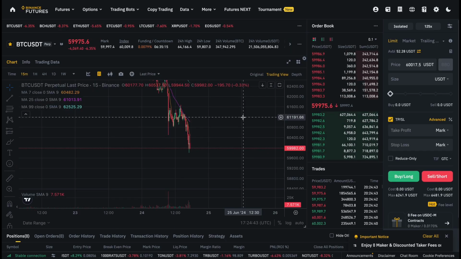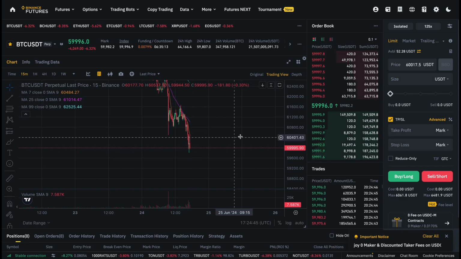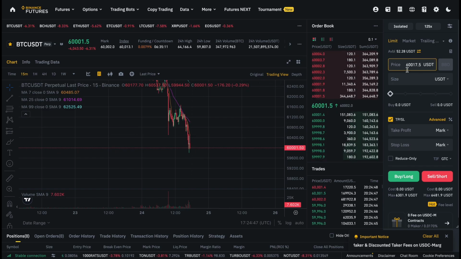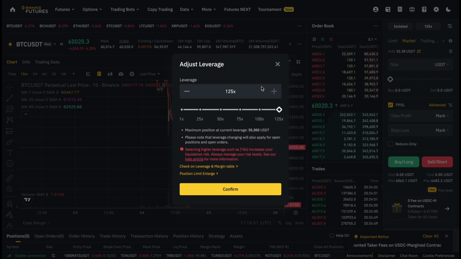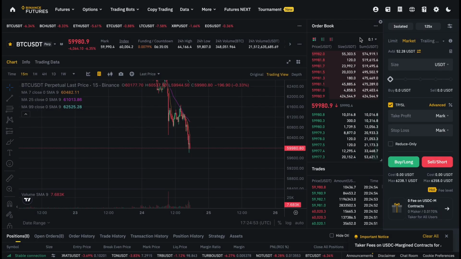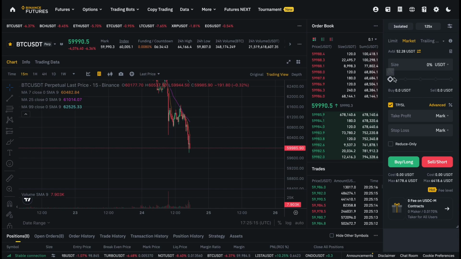Now let's do a quick trade here. Let's go short because it's in a downtrend. Let's click on market. I put the leverage at 125 to show you how risky it is. Again, I do not advise you to do this. Let's put our size at 2%.